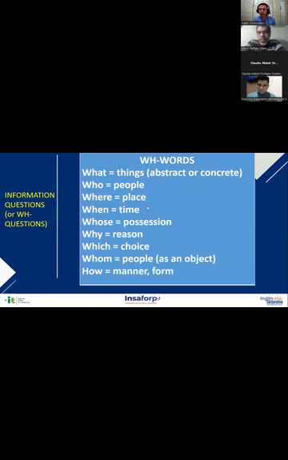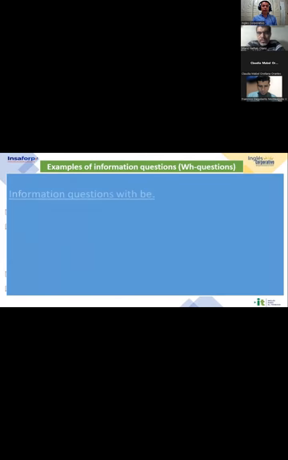Who is for people. Where is for places. When is for time. Whose is for possession. Why is for reason. Which is for option, right? Which color do you like? Which flavor do you like? Which language do you speak, right? So it's a choice. Whom is for people, but as an object, and how is for manner, form, right? Okay, these are the WH words that we use in information questions or WH questions, right?